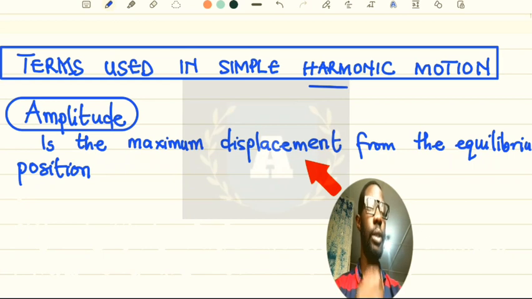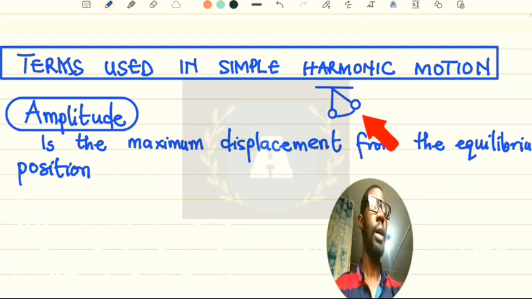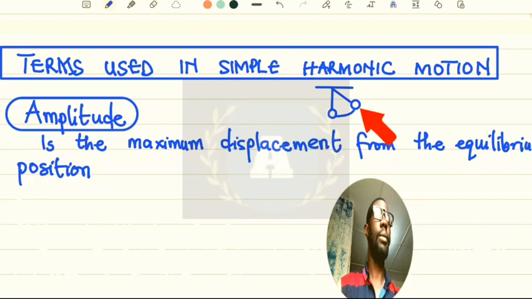Now let's assume this is a bulb. Now this is a simple pendulum, and you have the bulb. This particular point here where the object can reach, this particular end, that will be its maximum displacement, not when it is at this side, but rather the edge.